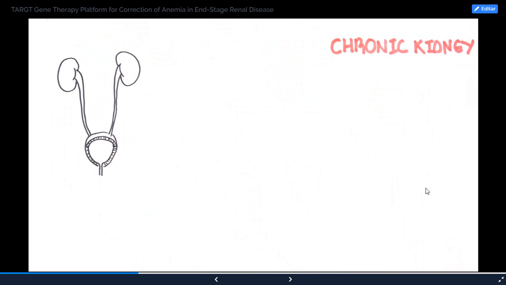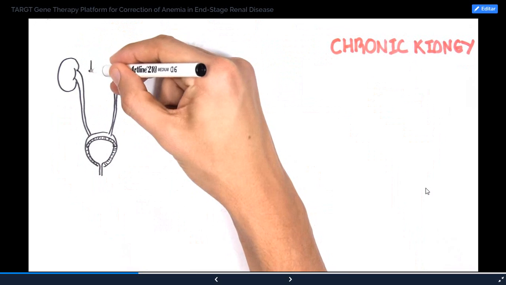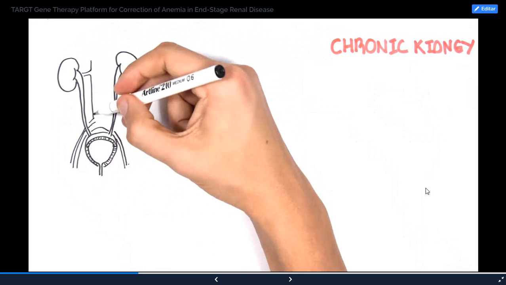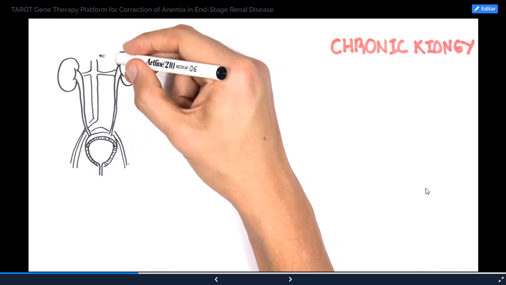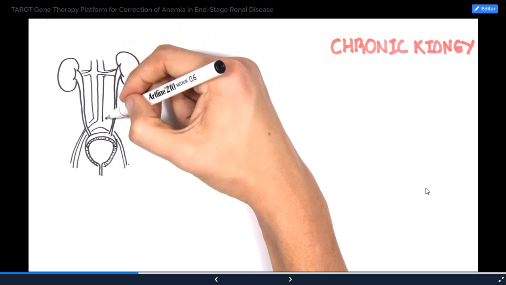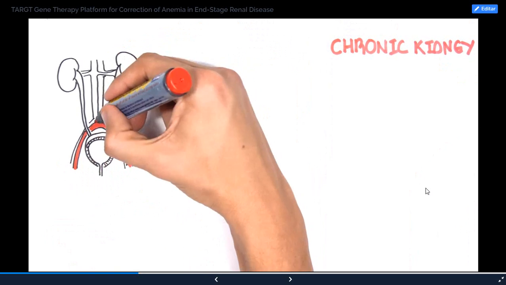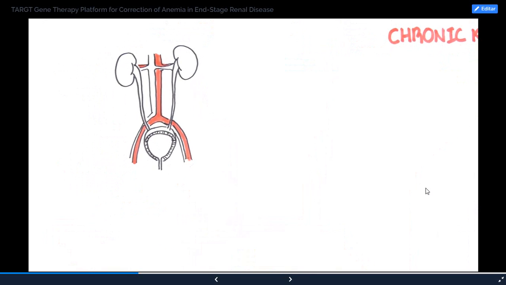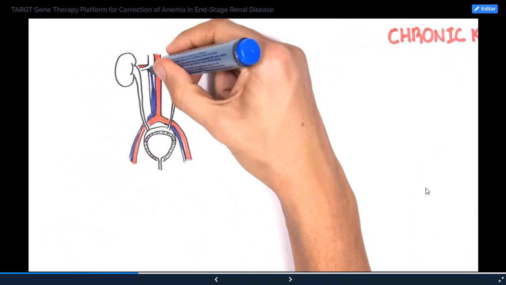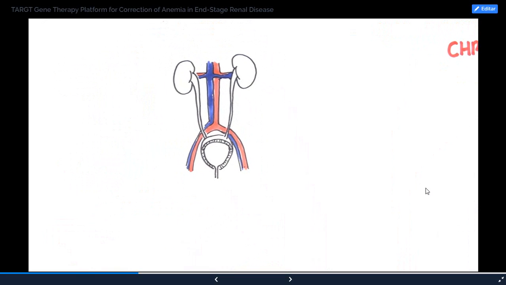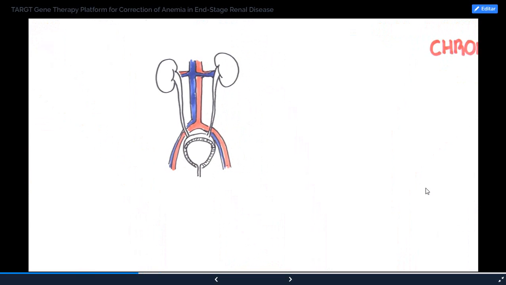So here, before we go into chronic kidney failure, let's just recap the anatomy slightly. Here I'm drawing the kidneys. The kidneys connect via the ureter to the bladder. The bladder stores urine, ready for micturition. And here we have the inferior vena cava and the descending aorta, which has vessels coming in and out from the kidneys. Okay, so there are many causes of chronic kidney failure.